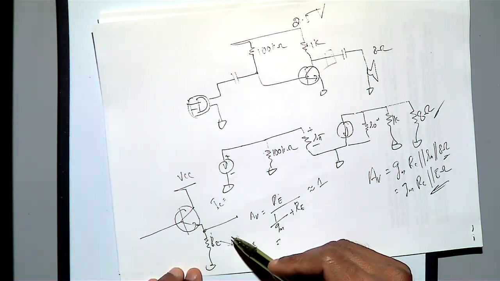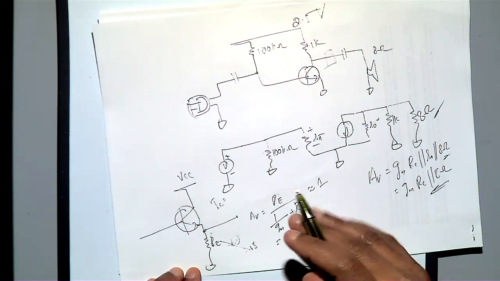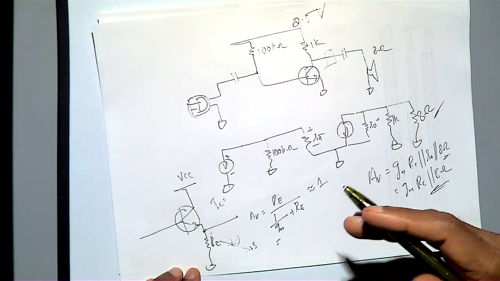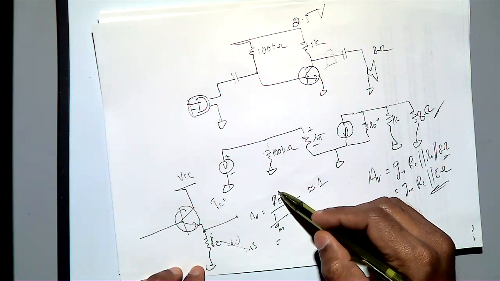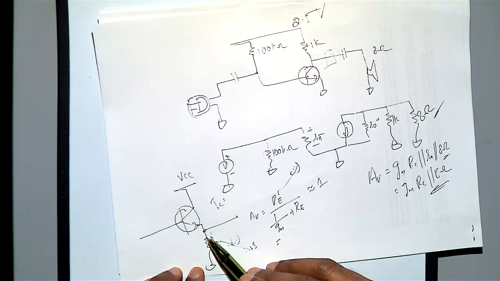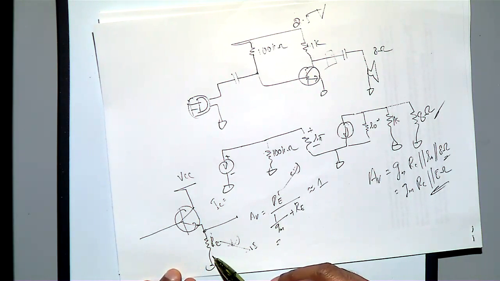In order to increase the gain, in this equation you want to make your gain approximately equal to 1, otherwise you are attenuating your signal. Then you increase your RE to a very large value, maybe close to infinity. So when RE is close to infinity, what will happen?